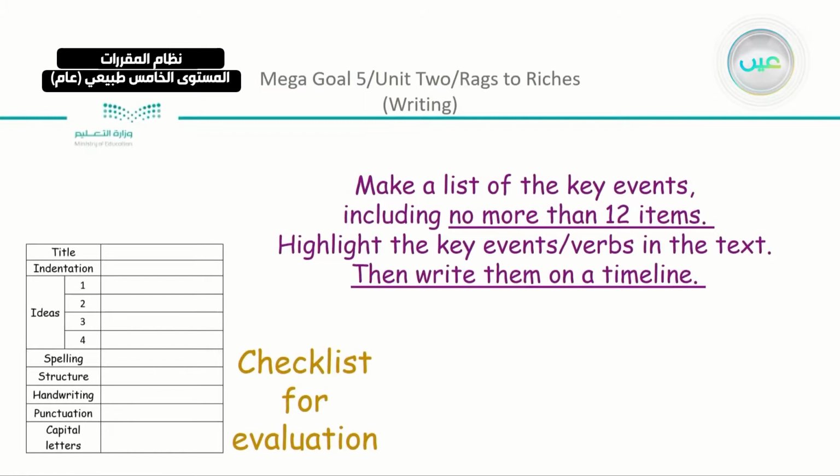So don't forget to make a list of the key events, including no more than 12 event items. And as I showed you in Unit 1, you can use a checklist for evaluation, just to make sure that you have your points in the correct order.